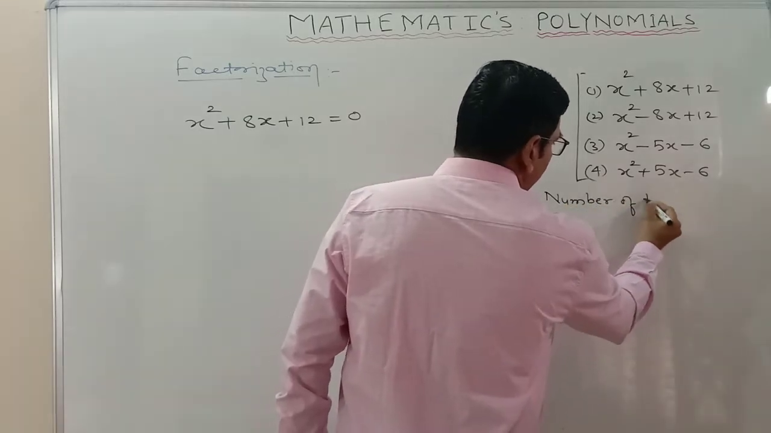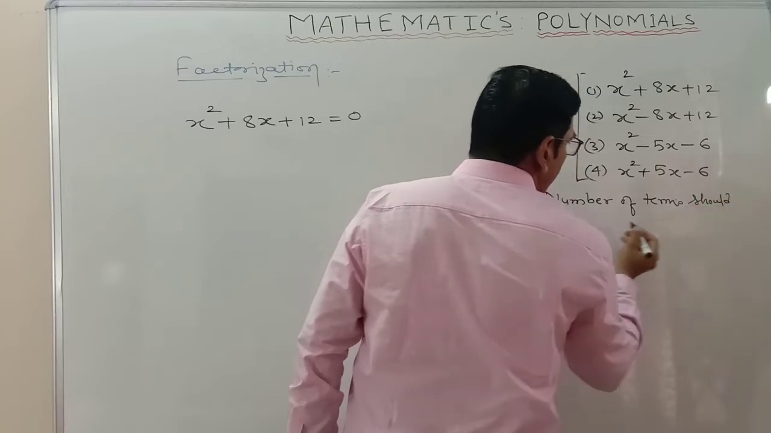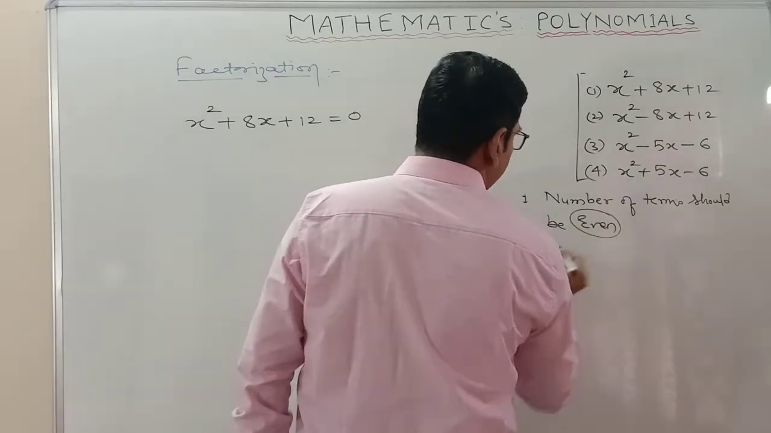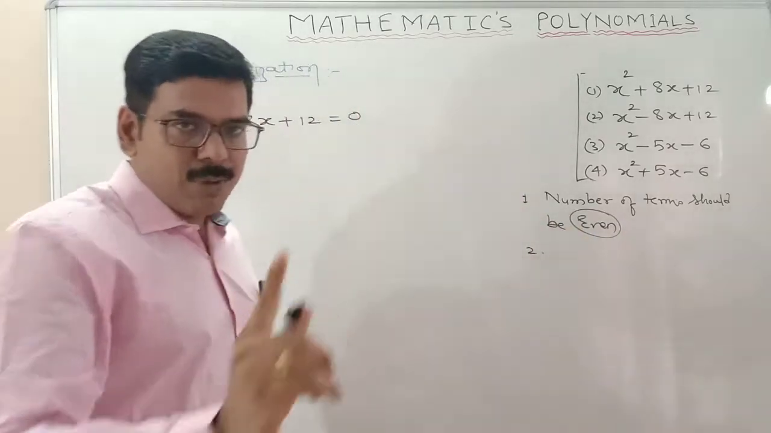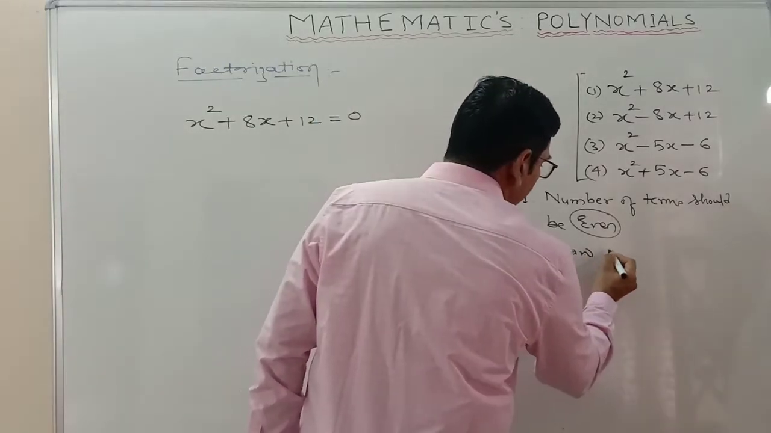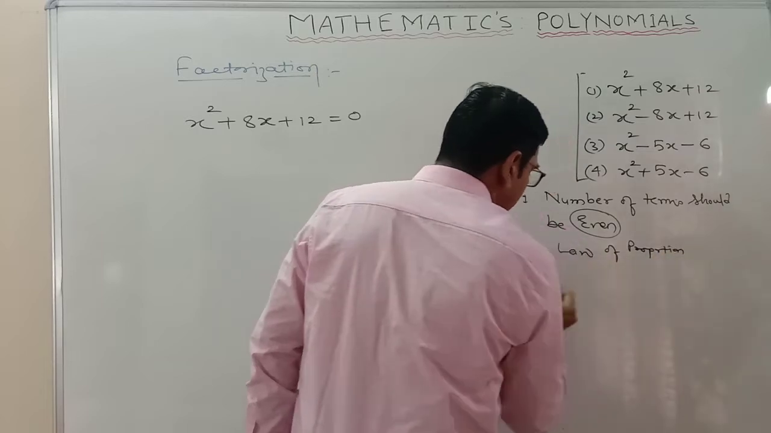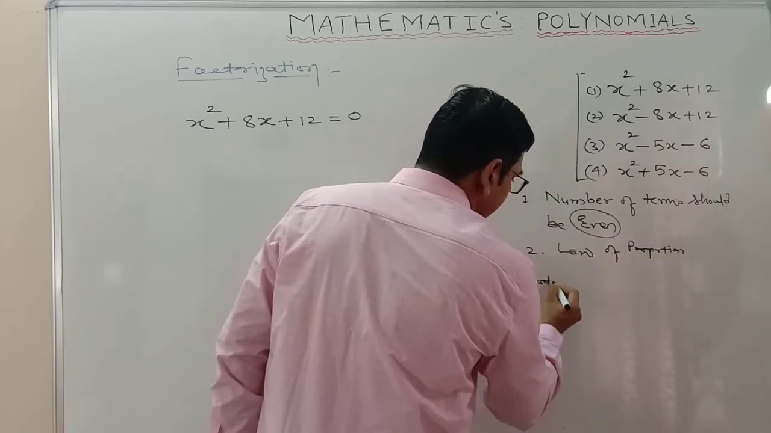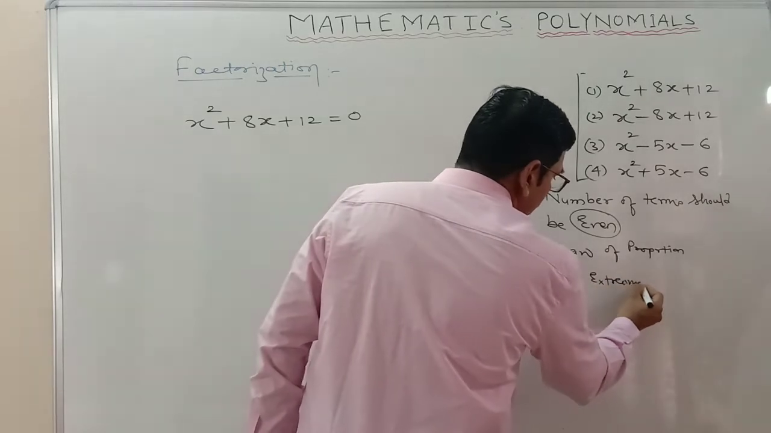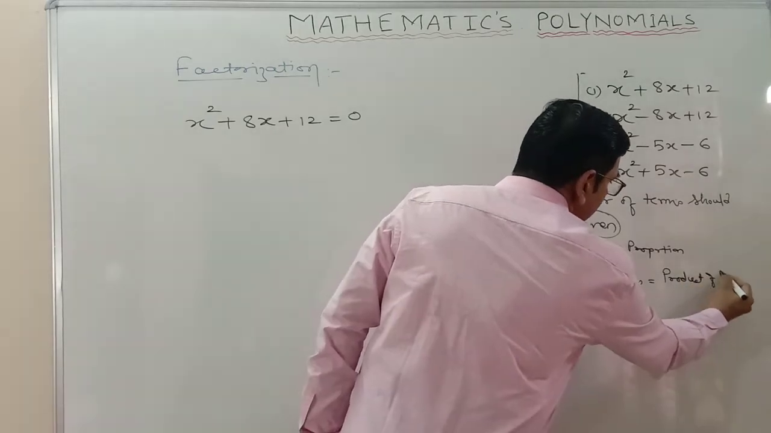Number of terms should be even. The most important thing for factorization is the number of terms should be even. Then after there should be law of proportion. Law of proportion means what? Law of proportion means the product of extremes should be equal to product of means.